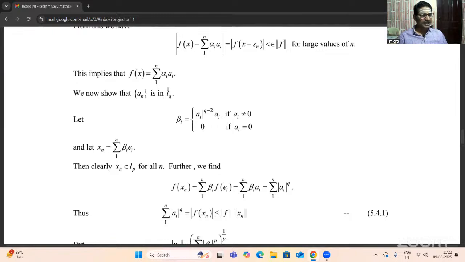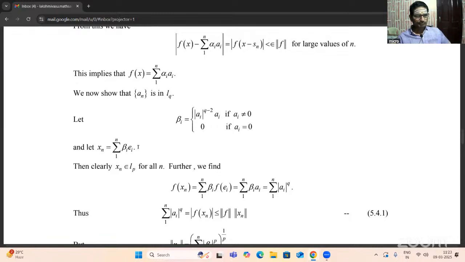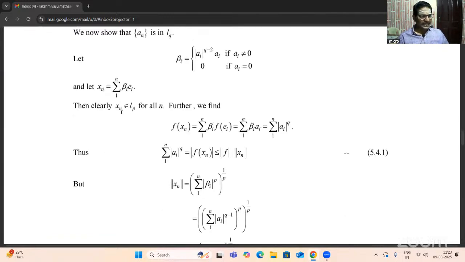That is the image of the linear map. So βᵢ = |aᵢ|^(q−2) aᵢ, because here aᵢ is not equal to 0. Suppose aᵢ = 0, then that value is 0. So here xₙ = Σ βᵢ eᵢ. Then clearly xₙ belongs to Lp for all n values. Further, we find f(xₙ) = Σ βᵢ f(eᵢ), and Σ βᵢ f(eᵢ) means aᵢ.